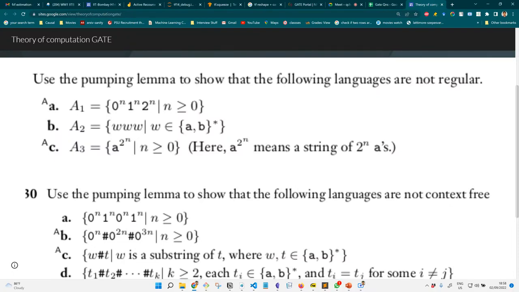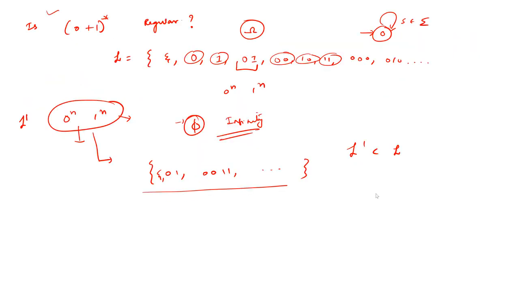L equals 0^n 1^n 0^n 1^n, such that n is greater than or equal to 0. I'll change the symbol here also. Let's make the language 0^m 1^m 0^m 1^m. Let's assume that you are given the pumping constant n. Now can you propose a string that you will take?